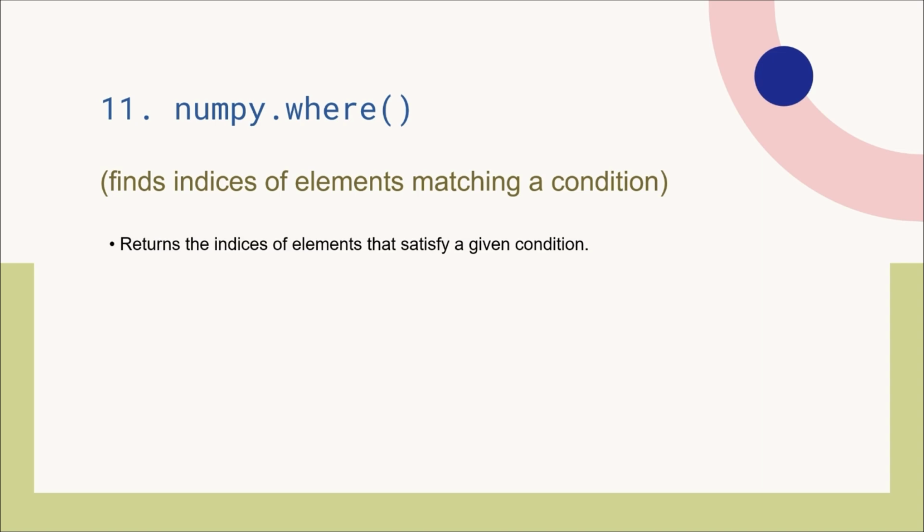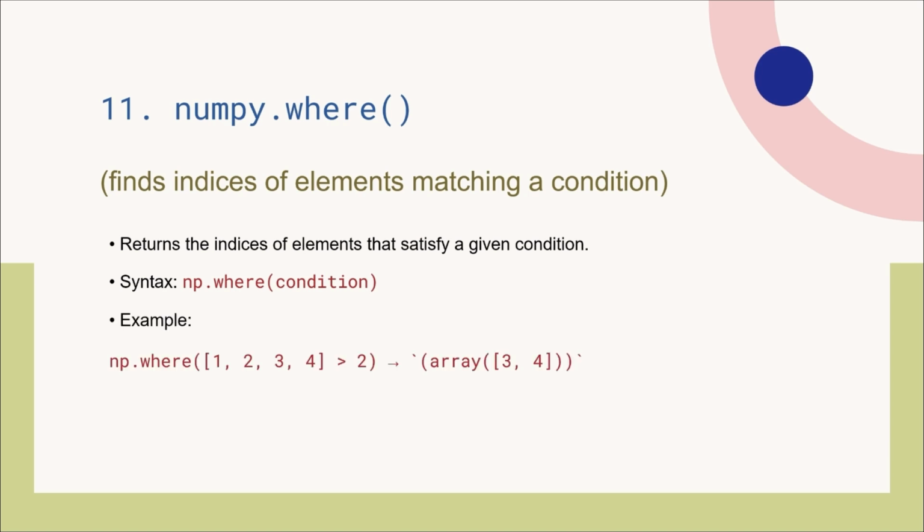So numpy.where returns the indexes of the elements that satisfy a given condition. So the syntax of this function is np.where, and in the bracket we would like to mention the condition. So the example of implementing this is, here we have mentioned the condition that the array should be greater than 2. So that's how it has just computed our result based on the condition.